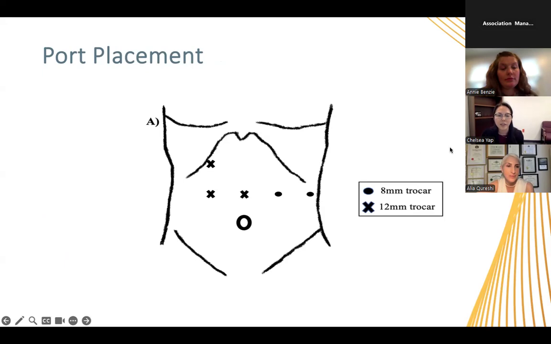Here is a diagram of our port placement. We have a 12 here, and an assist 12 up here. We also have an assist port usually right about here next to the umbilicus, and then a liver retractor.